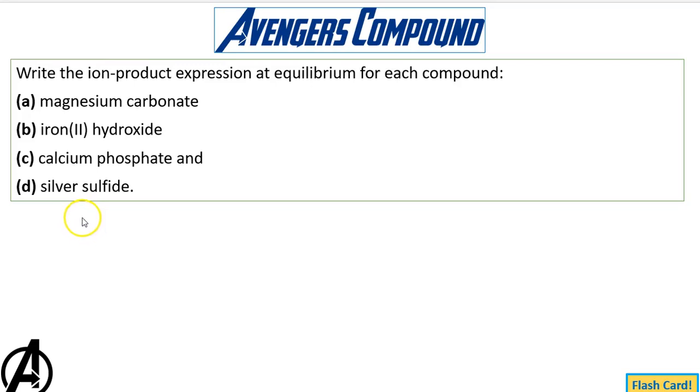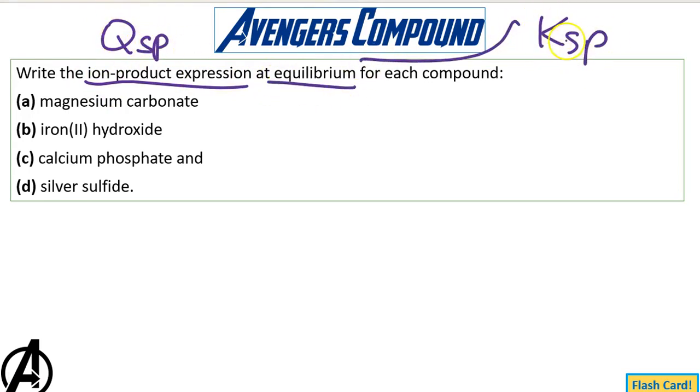Okay, folks, so we're back at the Avengers compound so that we can get some experience writing out these Ksp expressions. So this question says, write the ion product expression at equilibrium. So we know the ion product expression is Qsp, but at equilibrium, we're looking for Ksp, okay? They want us to write the Ksp expression for each compound. So what does that mean? That means we must first read what we have here, letters A through D. And as you can see, we're not given formulas, we're given nomenclature. So we definitely have to get the formulas of our ionic compounds here.